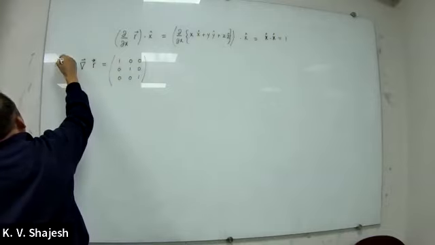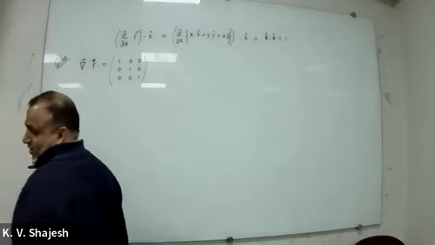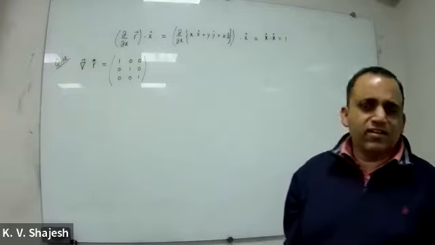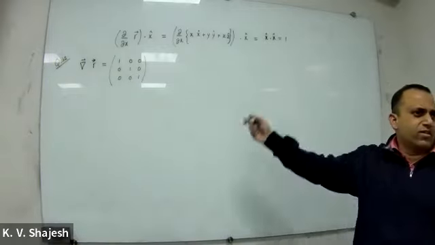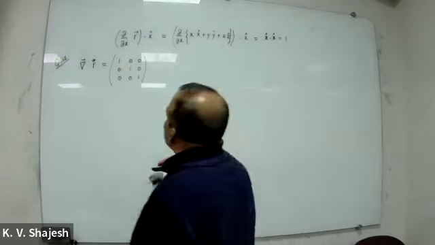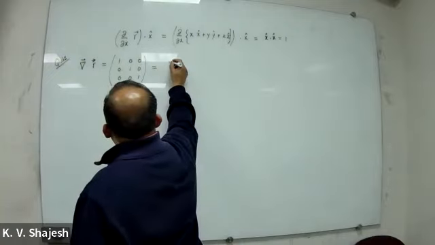Quiz. Do the rest of the components, like I did the first component. That's almost straightforward, trivial. And this is what is written as 1.